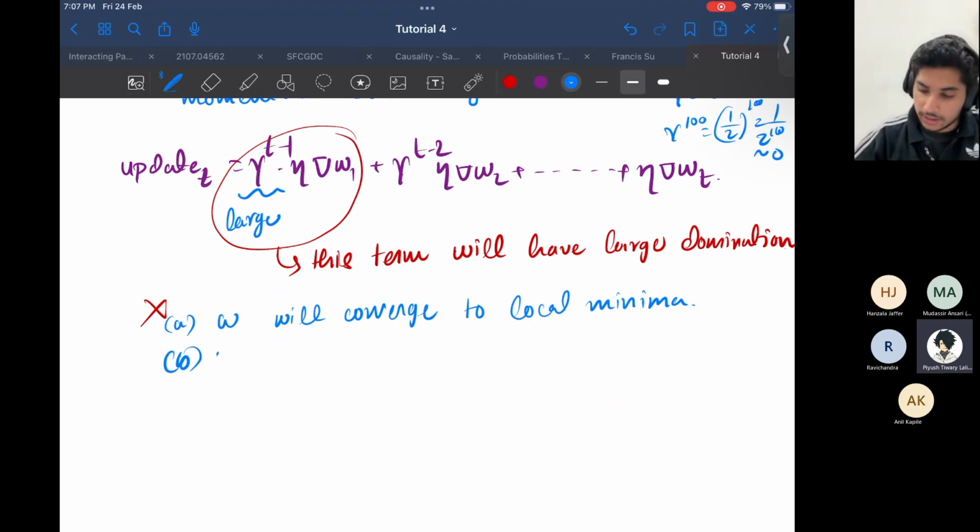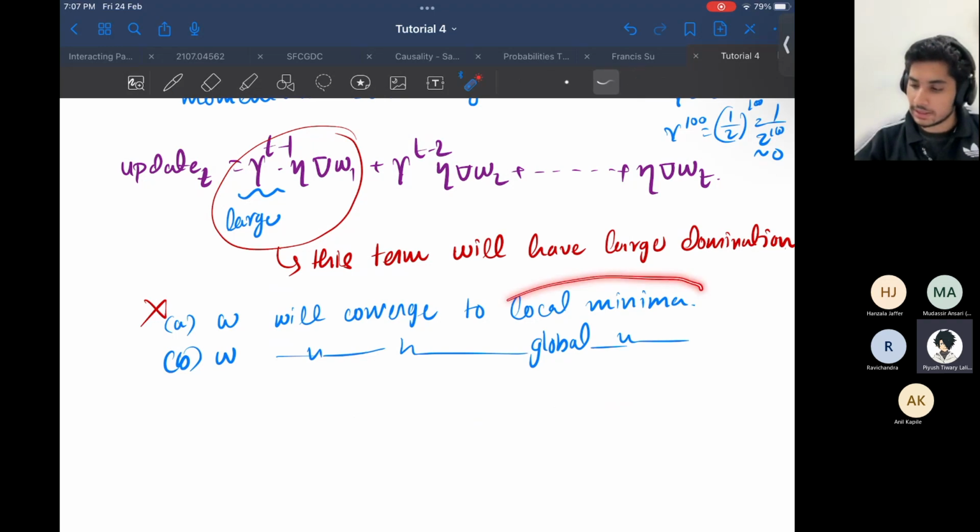Second option is W converges to global minima, is what it is saying. We are not able to sufficiently say whether it will go to a local minima or not, and this option is claiming that we will go to a global minima. That is again not correct. We don't have substantive proof for this statement as well. So this is also not a correct choice.